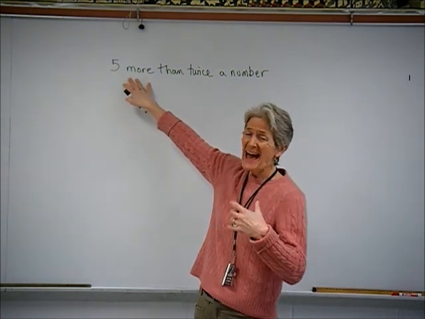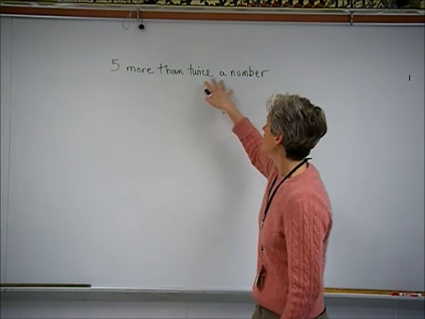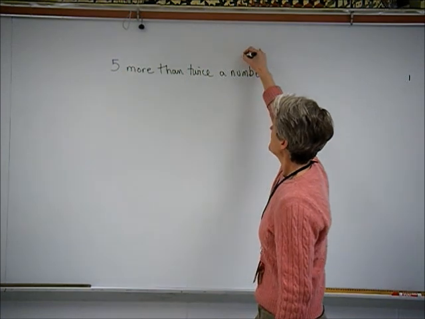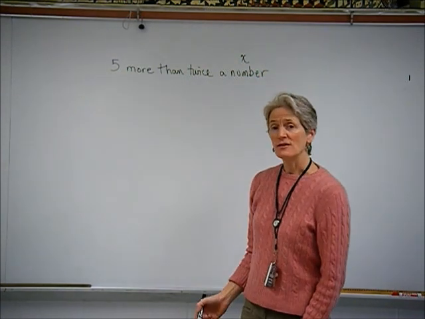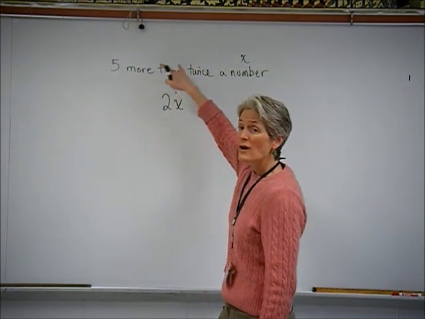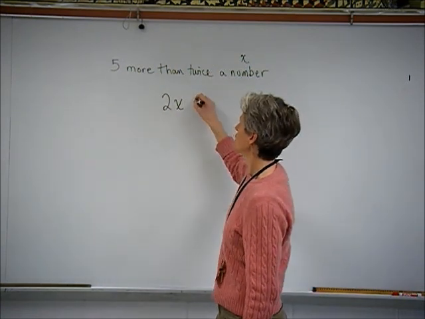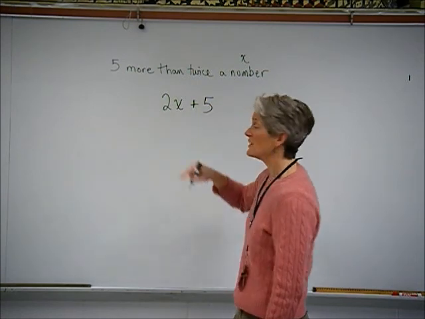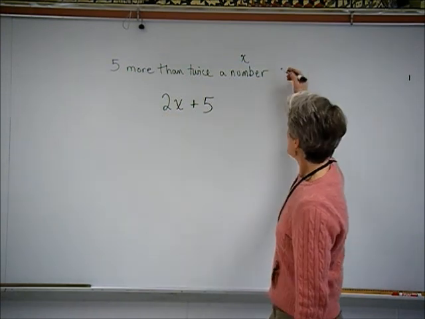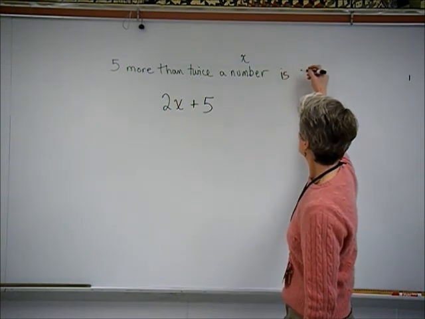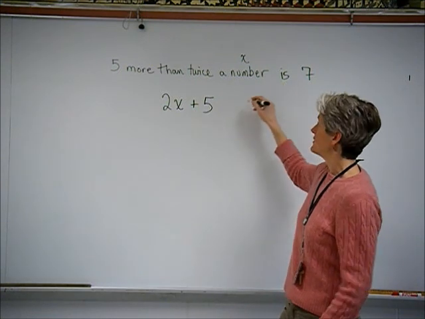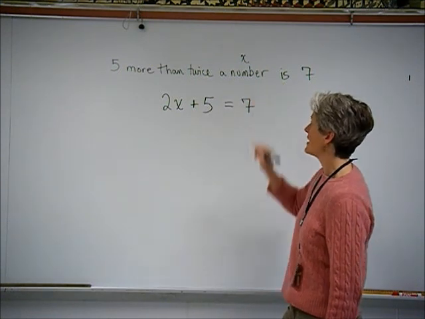5 more than means I'm adding 5. Twice a number means I'm multiplying that number times 2. A number, I don't know what that is, so I'm going to call that x. So twice a number, let's call that 2x. 5 more than that, I could either write 5 plus, or I can say it's 5 more than 2x. Doesn't really matter where I put that plus 5. And let's say is 7. Is, in math land, usually means equals 7.